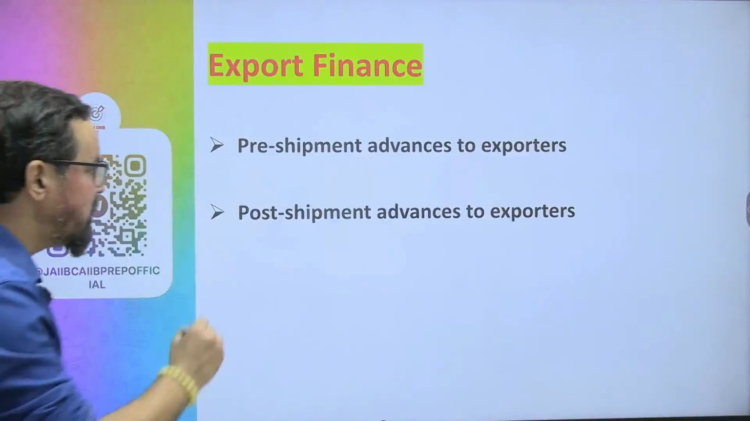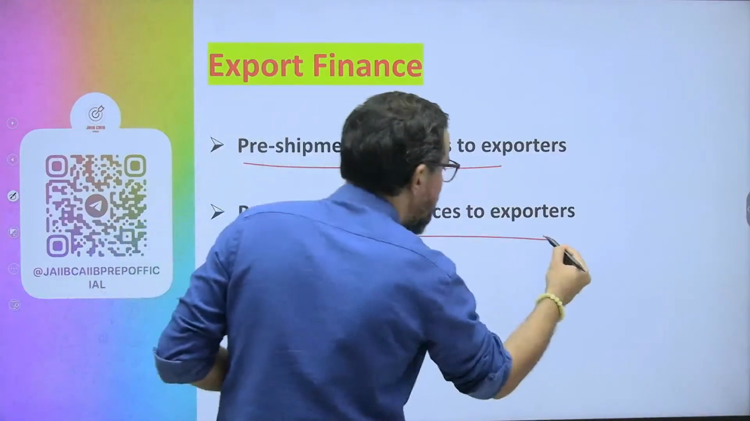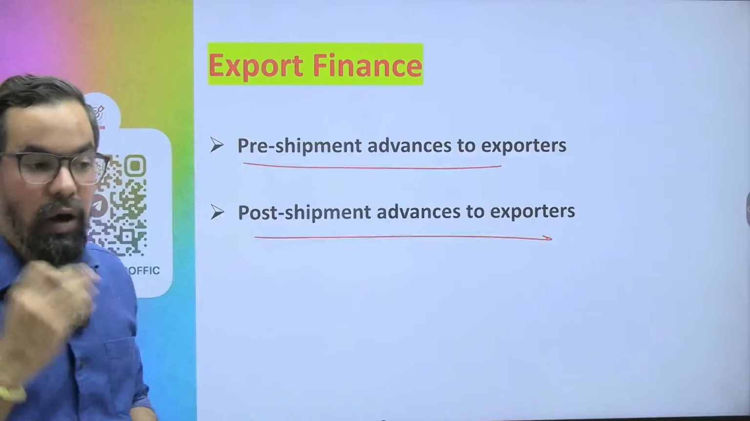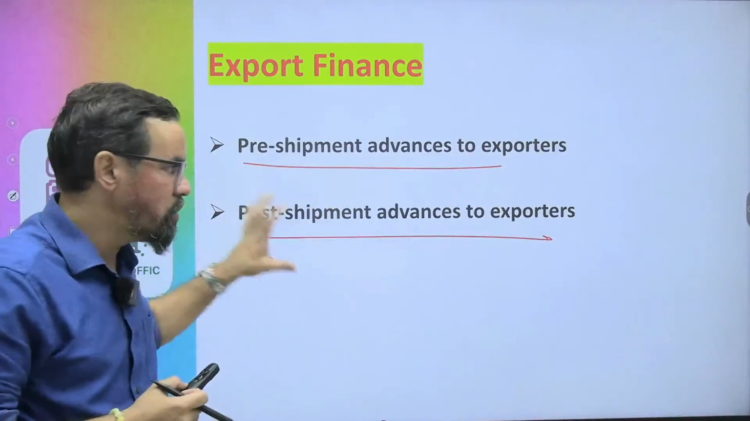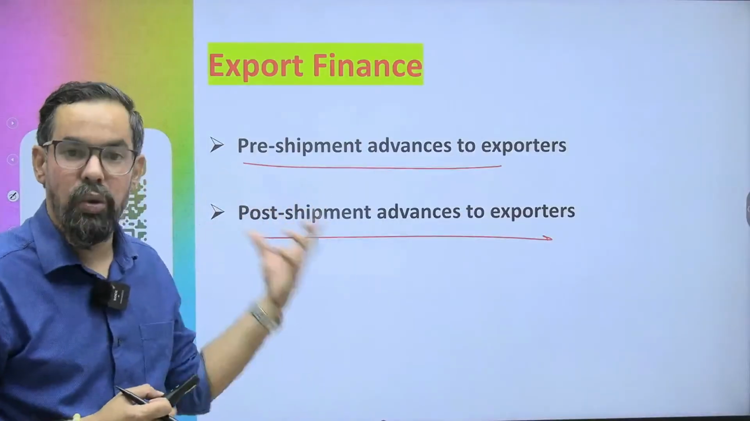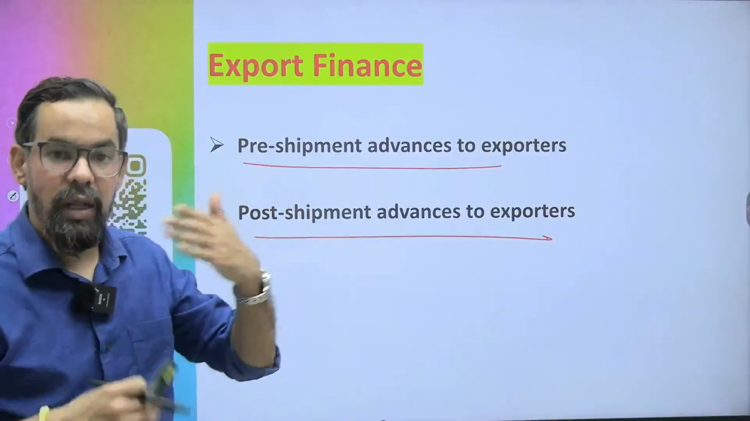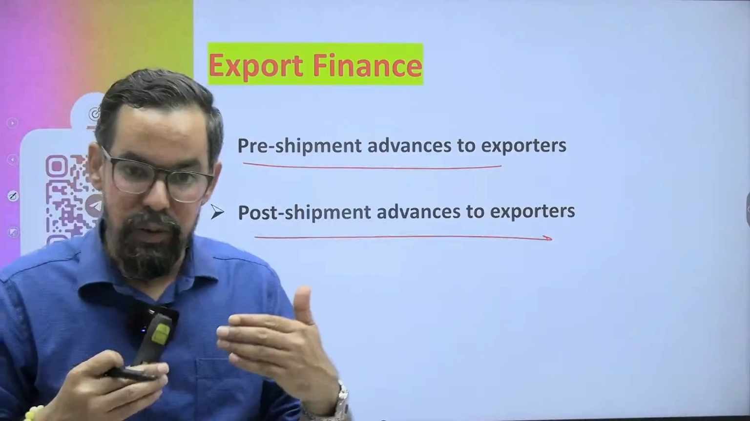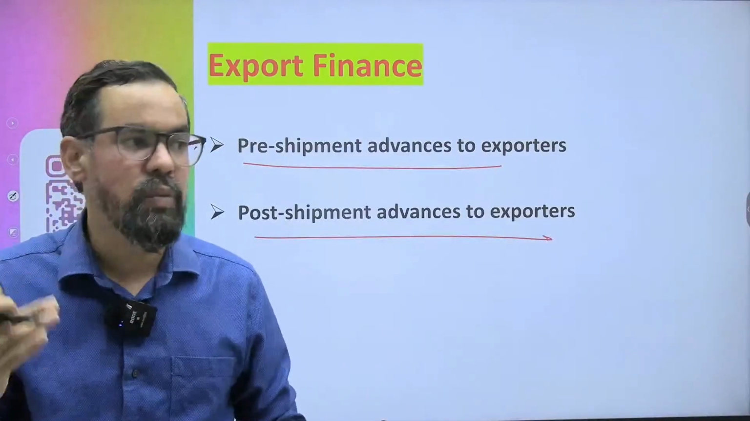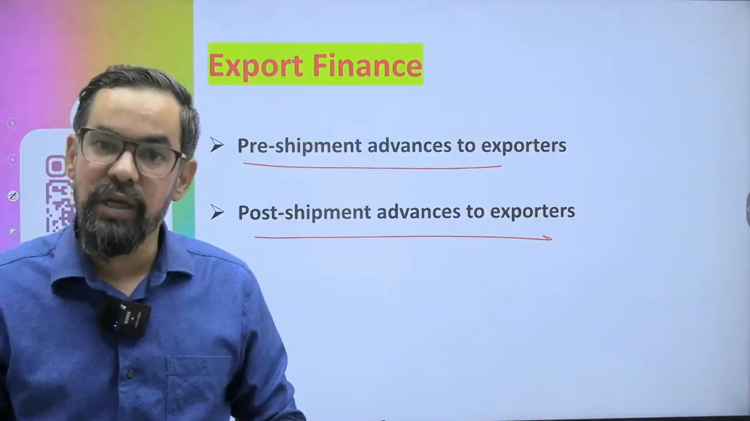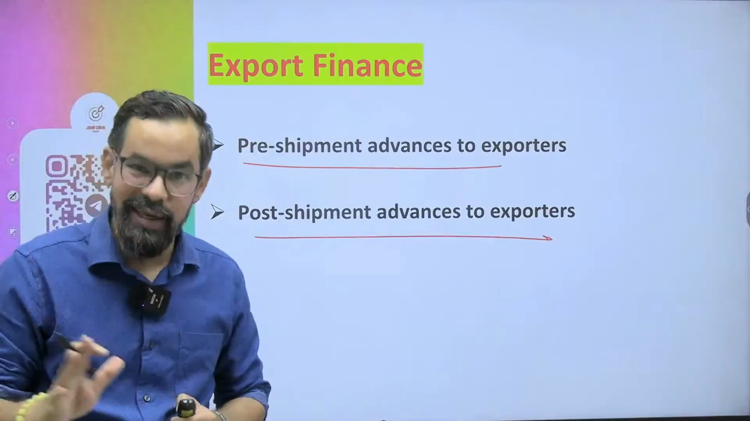So we have pre-shipment advances to exporters and we have post-shipment. So as a bank, these exporters can avail two types of facilities from the bank. One is pre-shipment, which is known as packing credit. Another one is post-shipment. After shipment, when they have receivables, on the basis of those receivables, they can take money. And apart from this, they also have factoring and forfaiting services to deal with their working capital requirements.